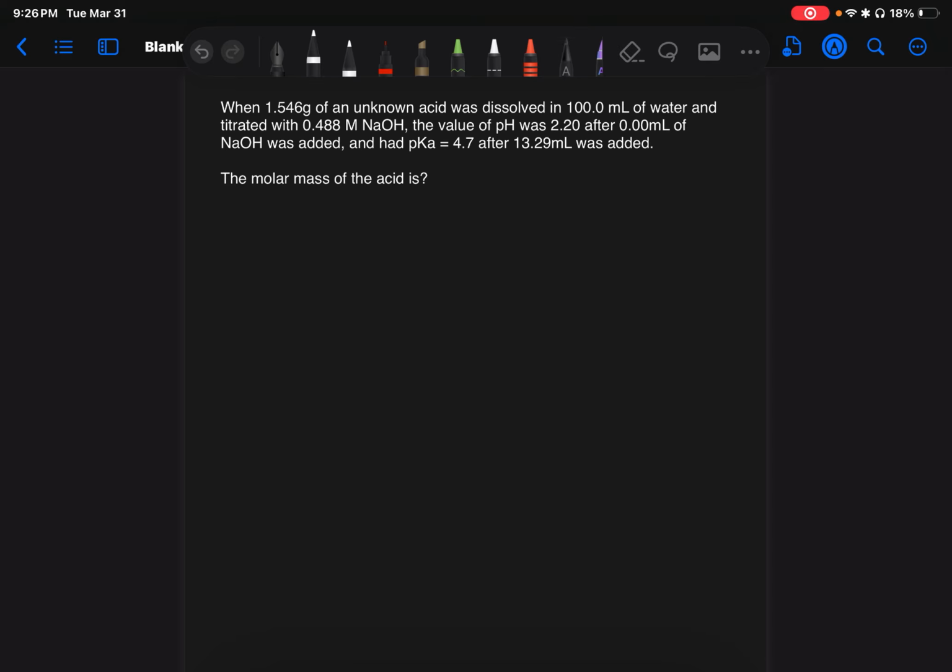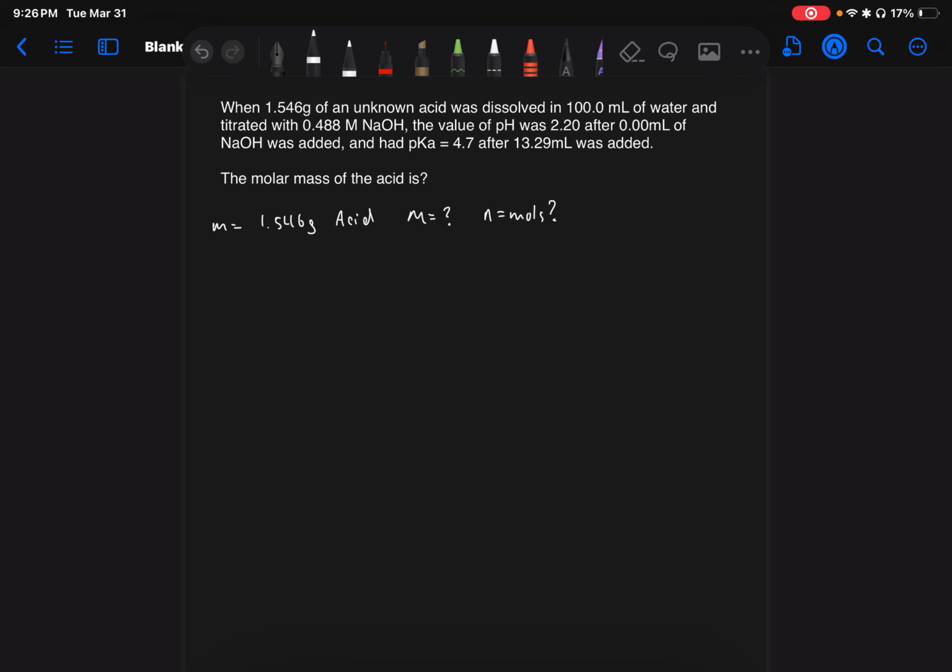So we have 1.546 grams of acid, and we need to find the molar mass of the acid. And in order to find molar mass, we need the moles. So we need moles, which is a question mark. So how do you find the moles?